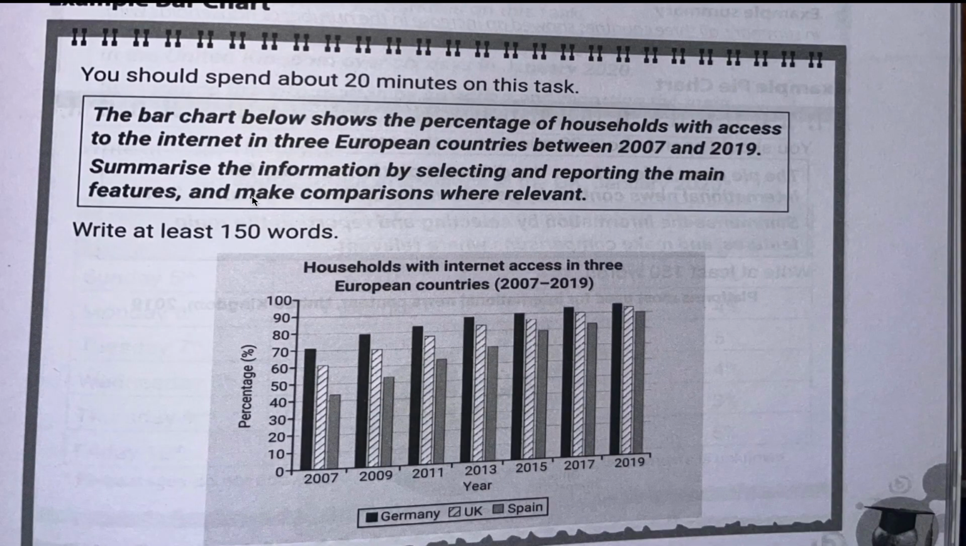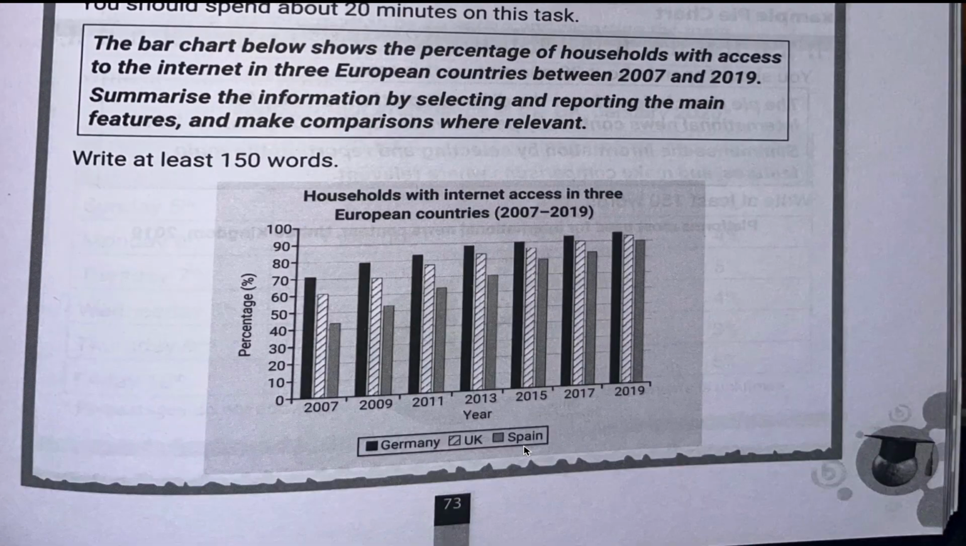Now we come to a bar chart. The bar chart below shows the percentage of households with access to the internet in 3 European countries. So there are 3 European countries, and the chart shows how much internet access they have. See, these are very simple graphs, very simple bar charts, so there's nothing to worry about. Whatever is given, you have to put it down in words.